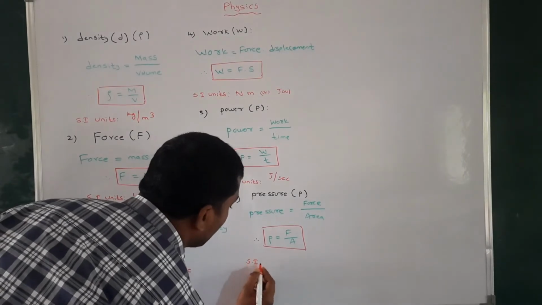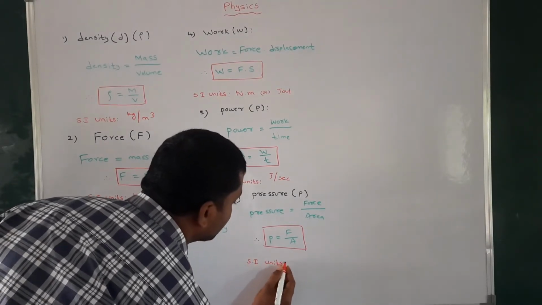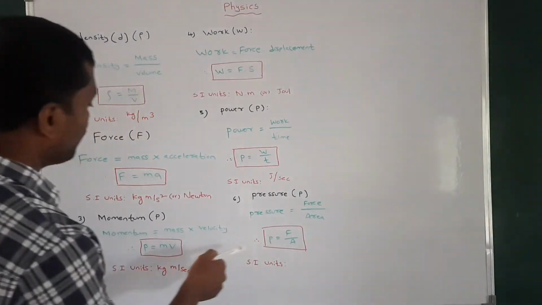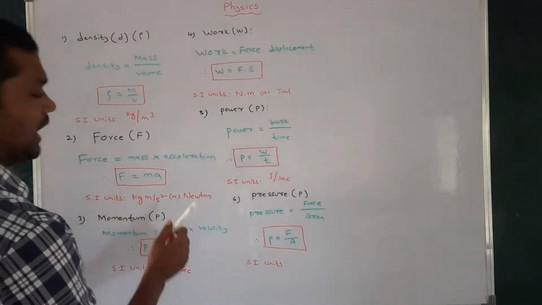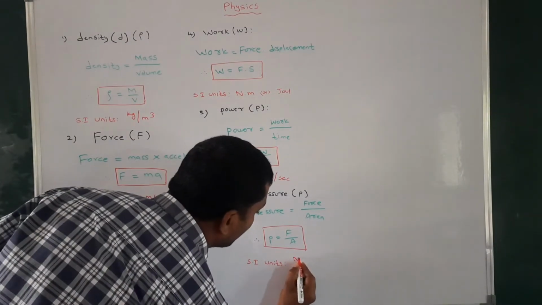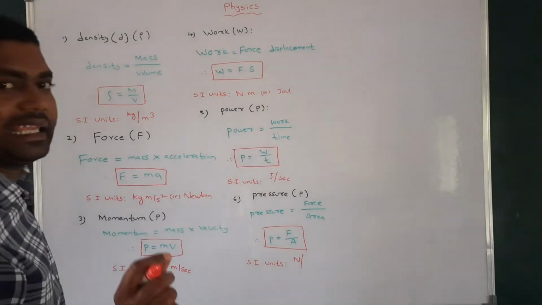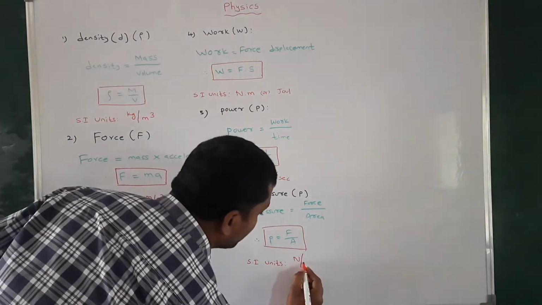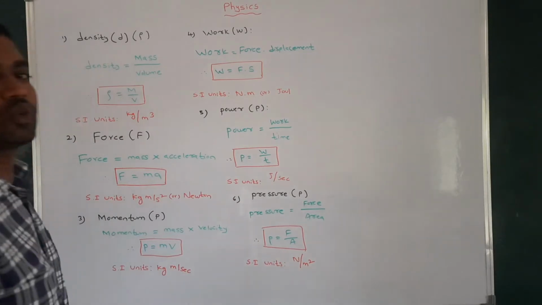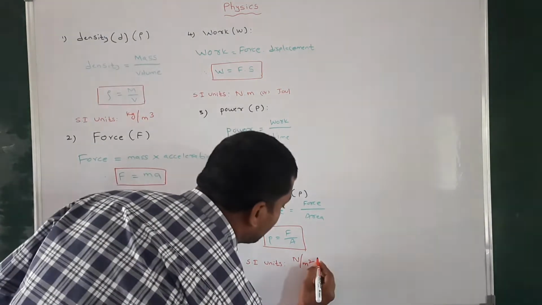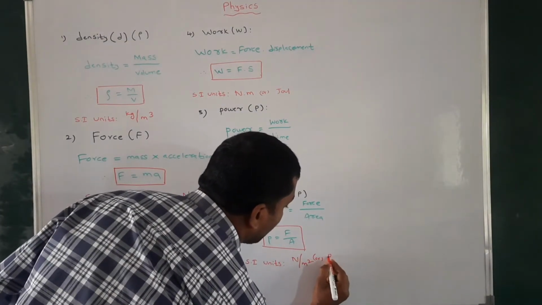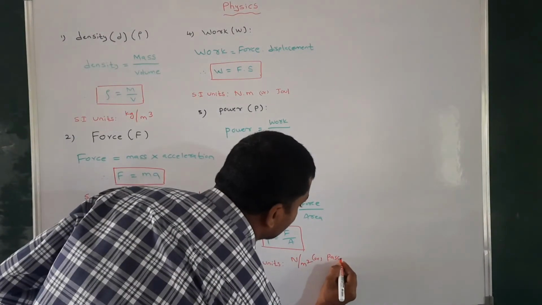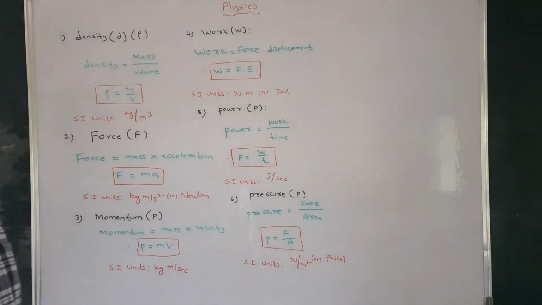And next one, the SI units of pressure. F means force. Force will be measured in Newton. So we can write Newton by A, which means area. The area will be measured in meter into meter. So Newton per meter square, or we can write the direct unit of pressure, Pa. Pa means Pascal, which is also a scientist's name.